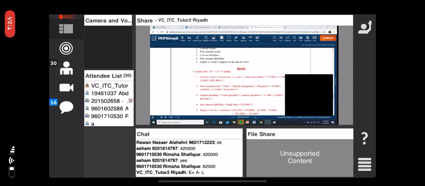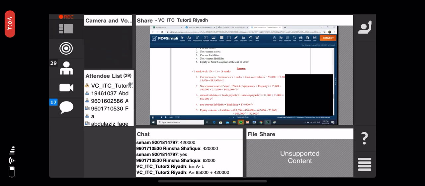Assets will be equal to 85,000 plus 425,000. So total assets will be 510,000. Okay, it will be 500,000. This is the total amount of assets.